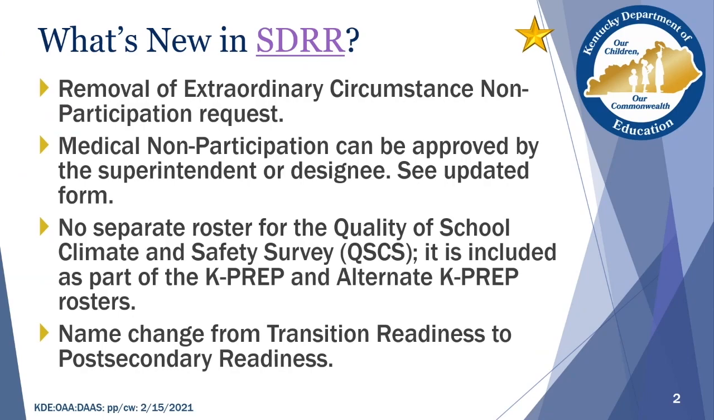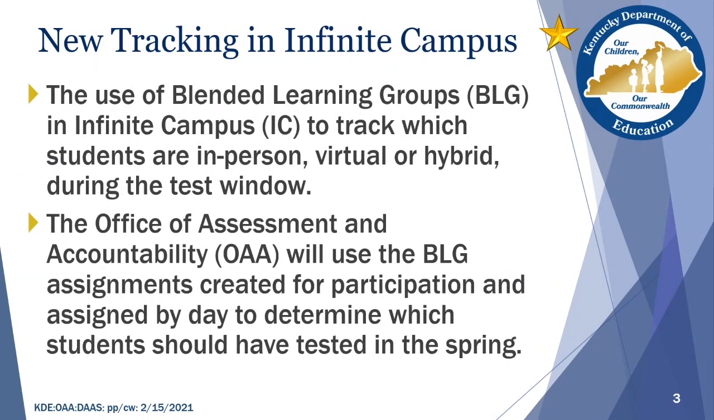Another change for this year, though on Infinite Campus, is the use of blended learning groups to track or determine which students are virtual or in non-traditional, those not in the school building, and which students are in the building or in person. OAA will use the blended learning groups this summer to determine if a student should have been assessed or not. Please work with your Director of Pupil Personnel, or DPP, to make certain this is getting completed in your schools.